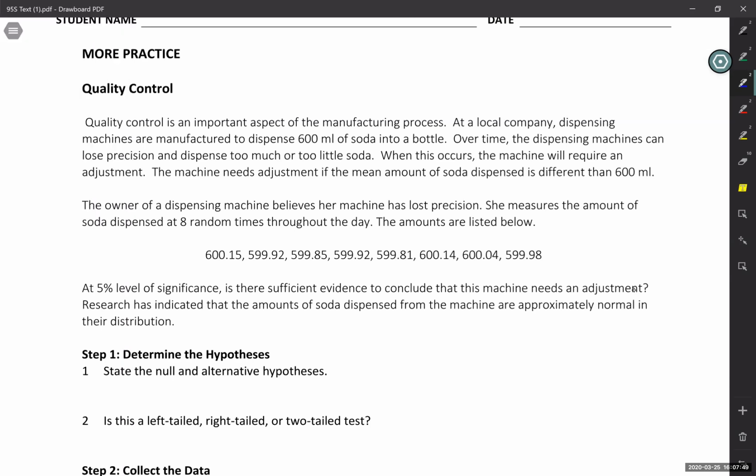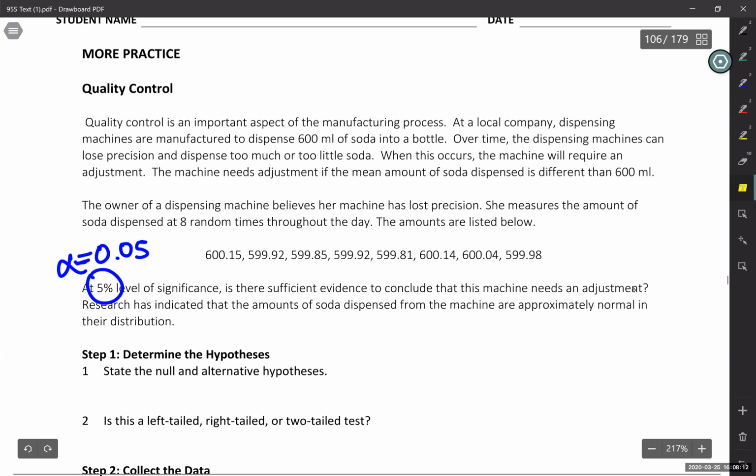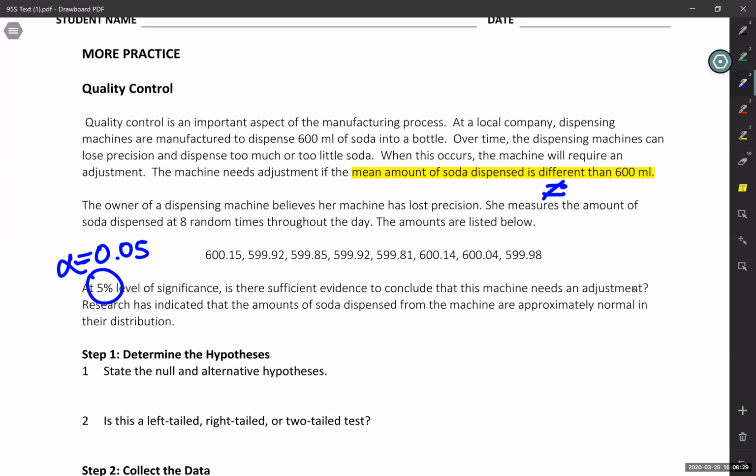Okay, so we have this problem where we have all of these amounts listed here of soda at random times throughout the day. I'm noticing this significance level, so I have alpha. I always forget to do that, so I'm trying to do that at the beginning now. And right here, the claim is usually the last one. But it says the mean amount of soda is different than 600. Different means not the same, not equal. It doesn't mean bigger, it doesn't mean smaller, it just means different. So this is why we're going to be getting into a two-tailed test.